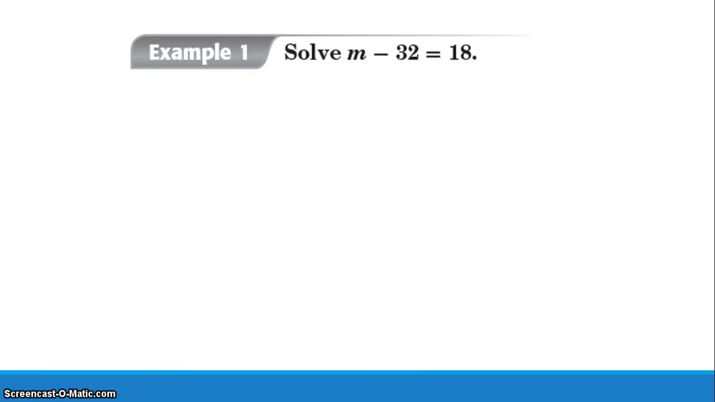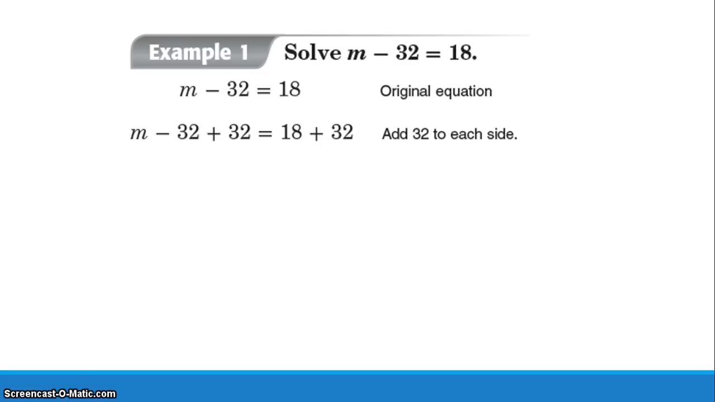Okay, we're looking for m, and our goal is to get m by itself. So the first thing we do is write down our problem on our paper. And then we want m by itself. That means I have to do something with the 32. Well, the rule has always been whatever you do to one side, you do to the other side. And in order to get rid of it, you have to do the opposite. So it's a negative 32. So the opposite would be a positive 32 to both sides. So we'd add 32 to both sides.